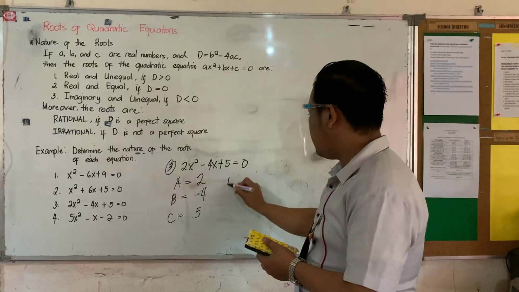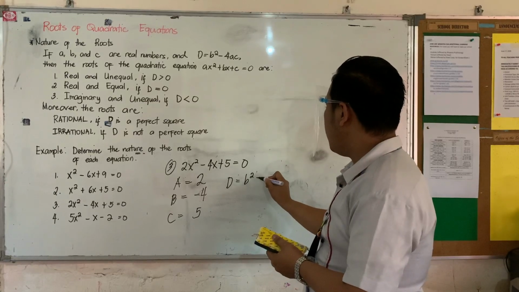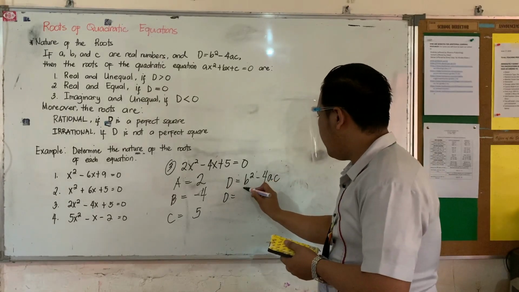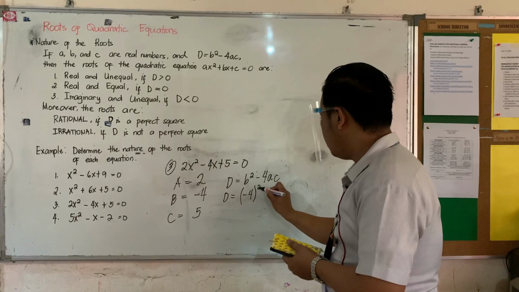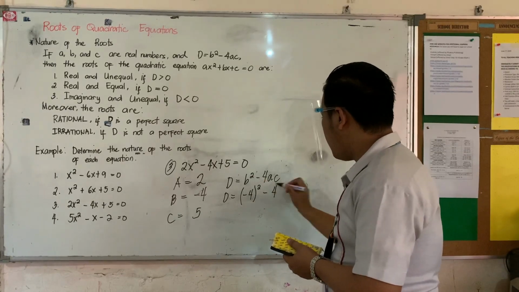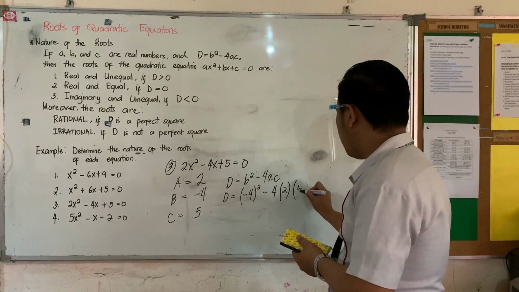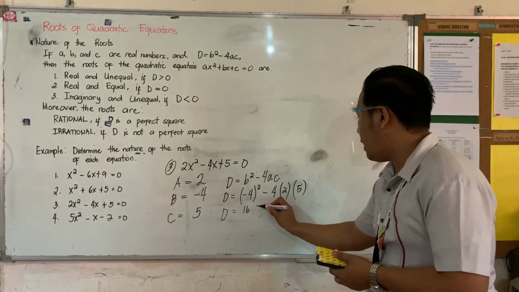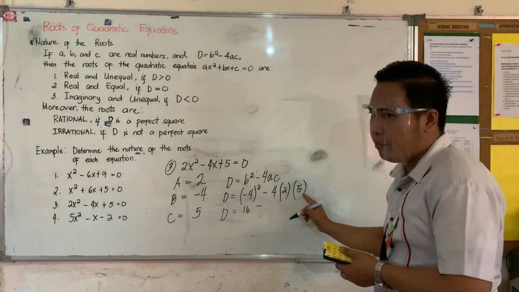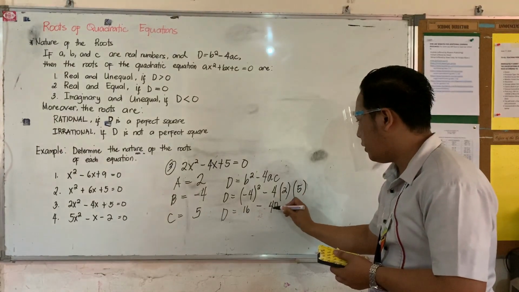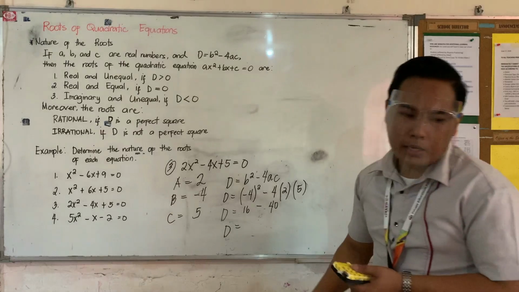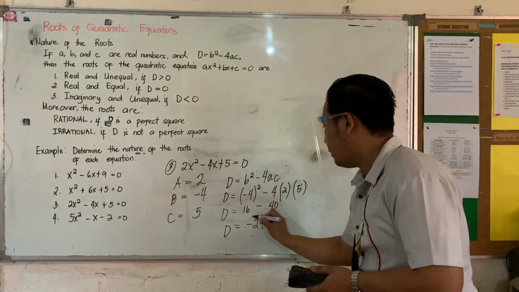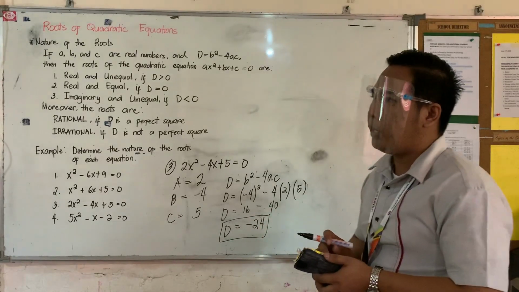So the formula, discriminant equals B squared minus 4AC. Okay, so substitute natin. The value of B is negative 4 raised to 2 minus 4 times A is 2 and times C is 5. Okay, so the square of negative 4 is 16. Then we have 4 times 2, 8 times 5 will give us 40. Okay, what is now the difference between 16 and 40? So it will give us negative 24. Okay, so take note. Negative po yung ating discriminant.